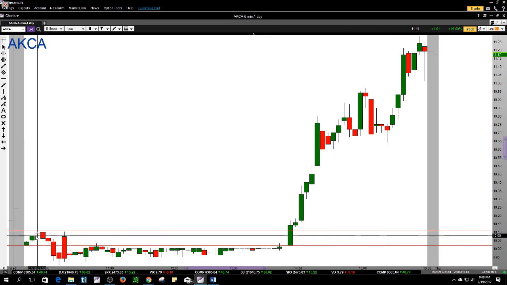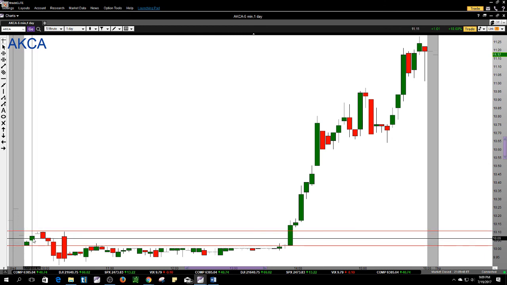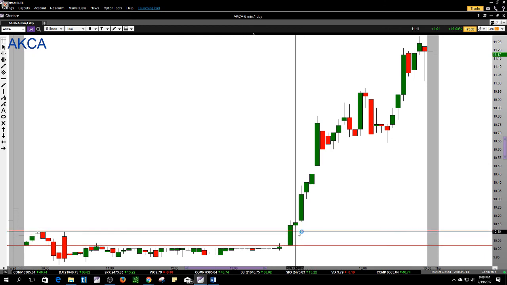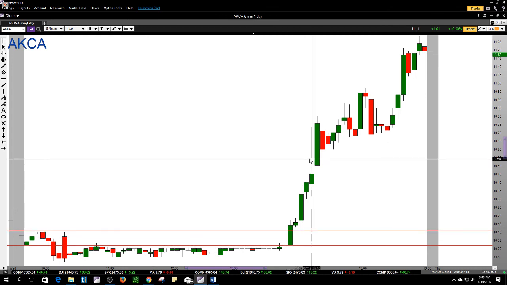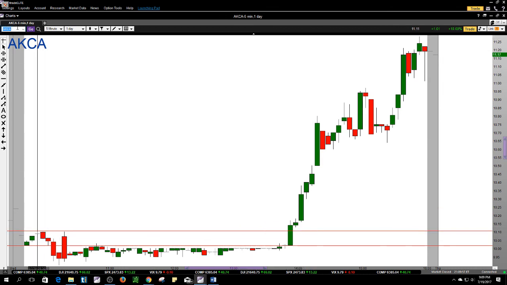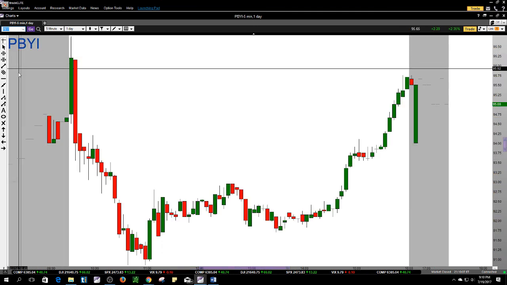So what you could do is just use a little range of where the chart's at, and obviously you can see that the break on that range over here to the upside would have given you a pretty nice move on AKCA. There are obviously the same types of opening range that you can use for a breakdown strategy, a short trade. We look at PBYI.